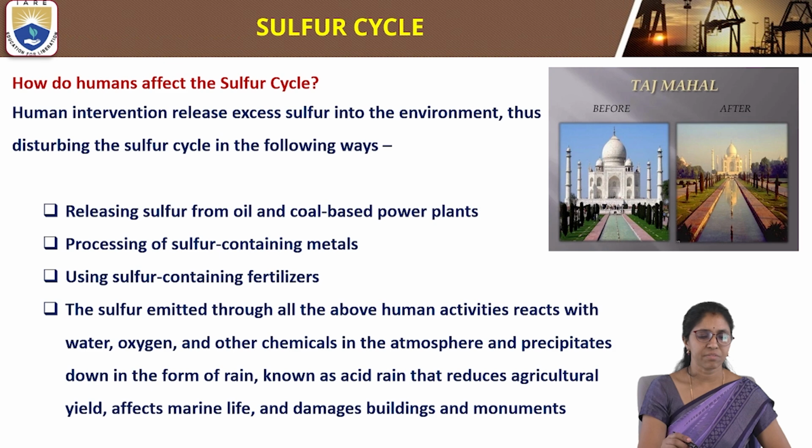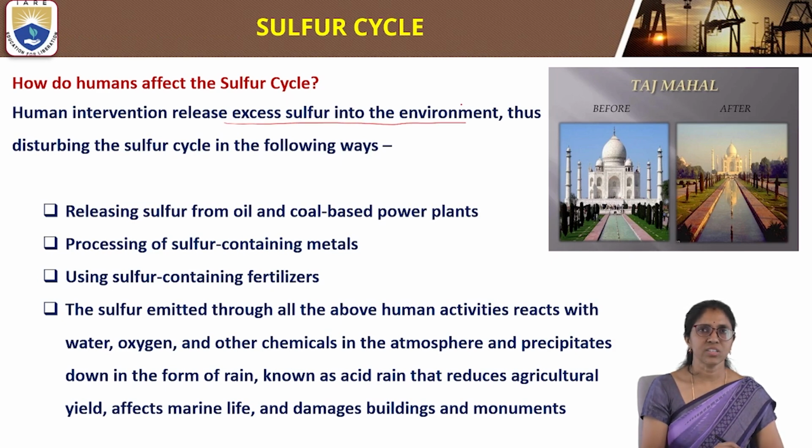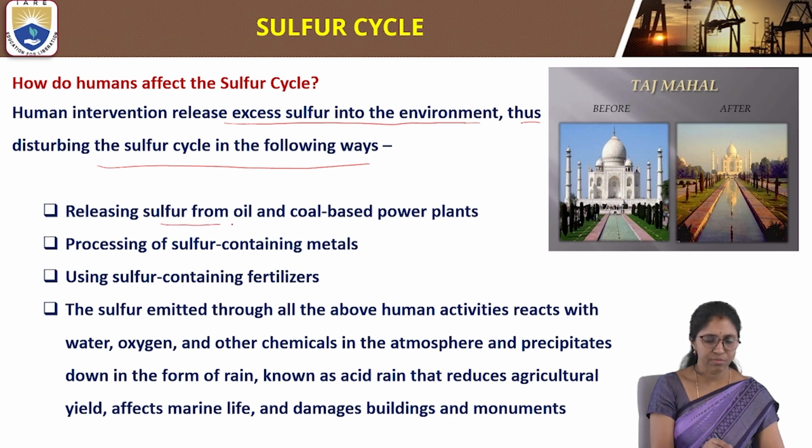So how do humans affect the sulfur cycle? Human intervention releases excess sulfur into the environment, thus disturbing the sulfur cycle in the following ways. Sulfur is released from oil and coal based power plants, from processing of sulfur containing metals, and from using sulfur containing fertilizers.